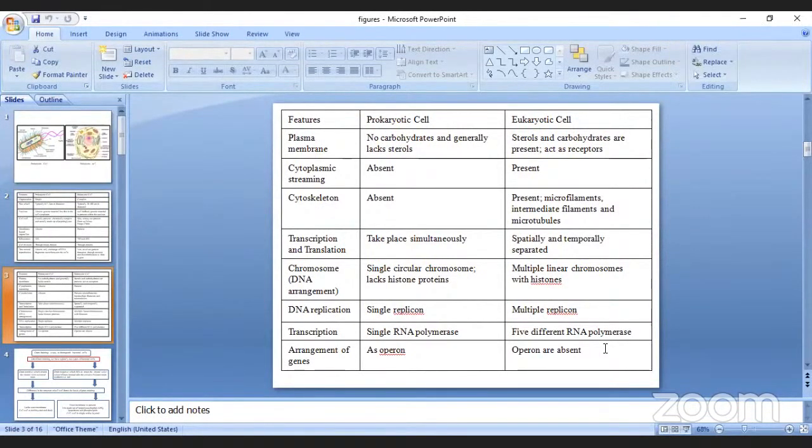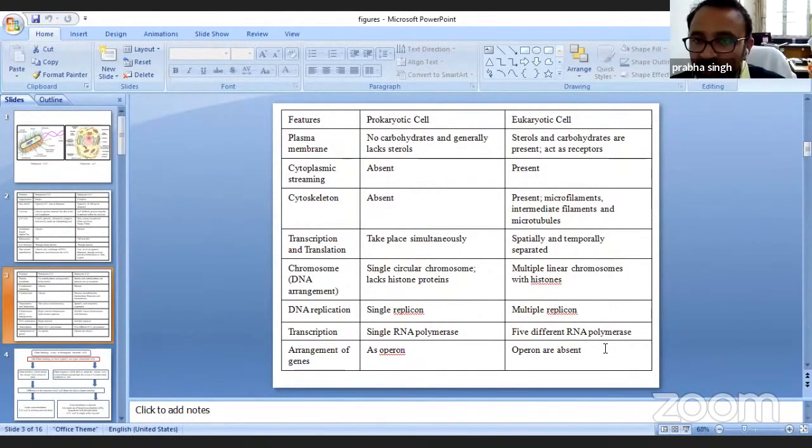So can anybody tell me what is an operon? And what is the advantage of having an operon in the prokaryotic system?